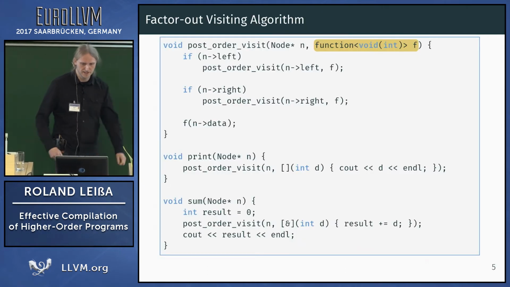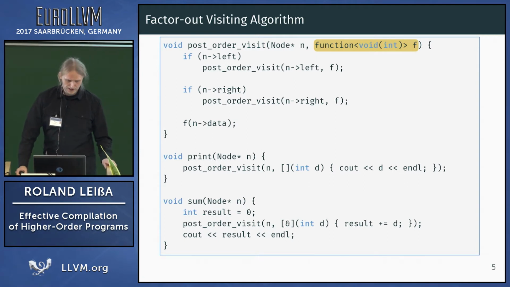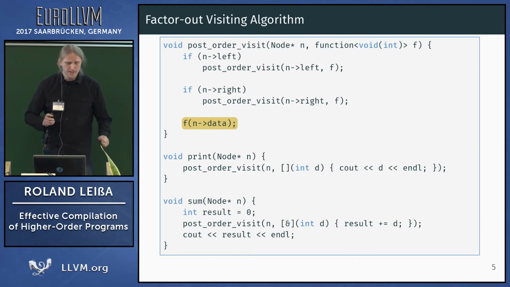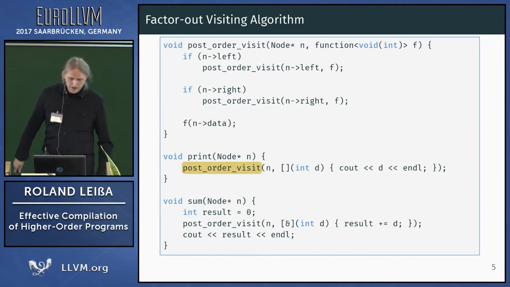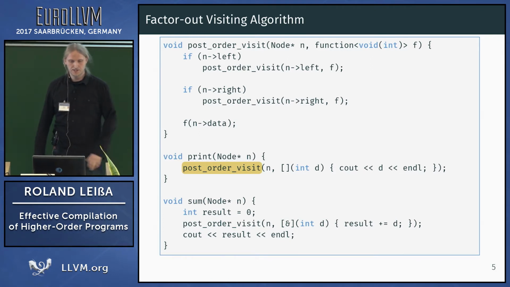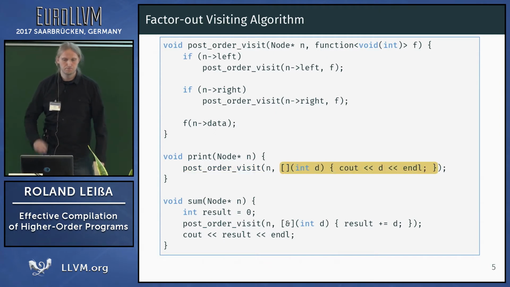So let's have a look at how this might work out. Here we have the post order visit again, and we now add another parameter f, which is a function that returns nothing, but yields the data value to whoever is using this function. So here's the call to this function f, and we just propagate the data of this node to f. Now that we have factored out this visiting algorithm, we can just invoke post order visit, pass a closure to it, and dump the data in the node.